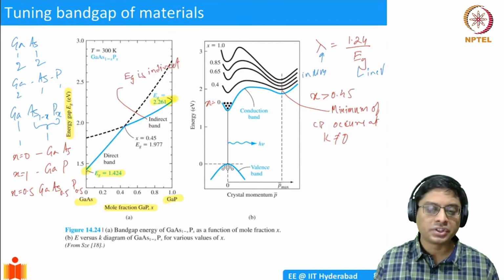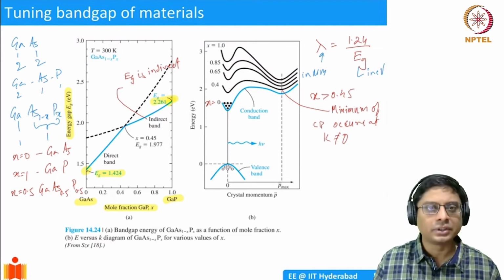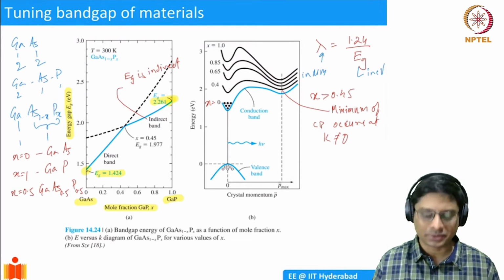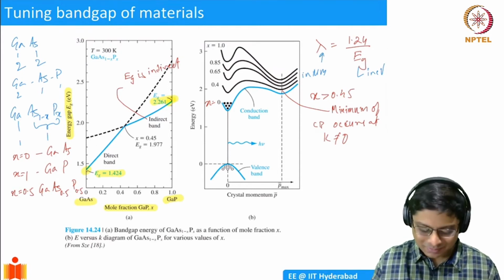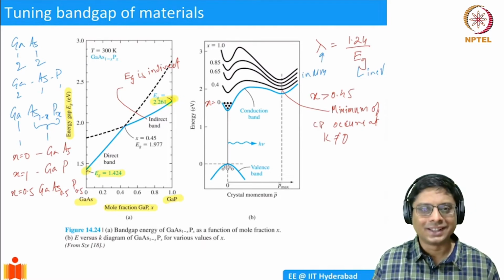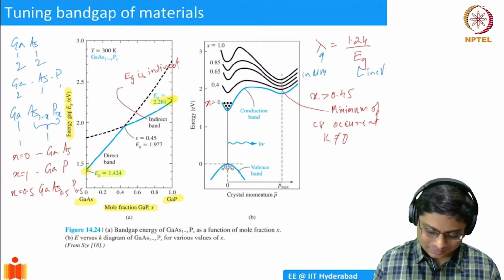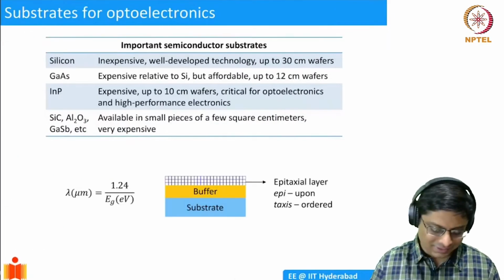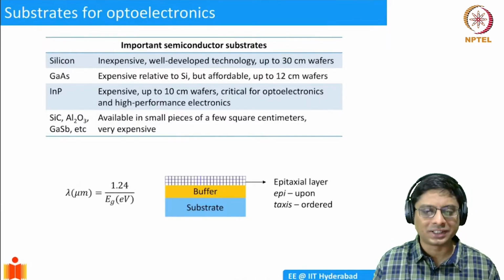So this is how you can tune materials to get various band gaps. It sounds quite simple. Well, conceptually it is simple, but practically it is quite complicated. And the way to understand that is by this. Let's say these are various substrates for optoelectronic devices.